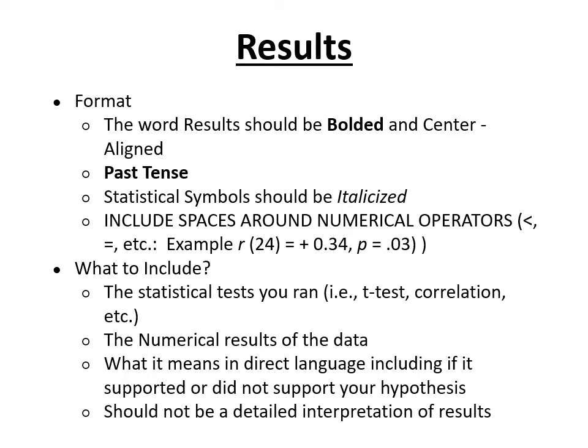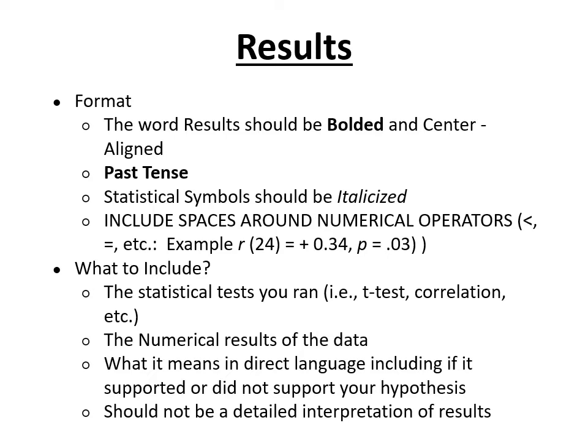What should you include in your results section? You should basically provide the statistical test that you ran. So what did you run? What kind of test did you conduct? You want to provide the numerical results of that test, the data, and we'll be talking about how to present that information in our lab as we talk about statistics. Once you've actually provided the test that you ran and the actual numerical results of that test, you now need to put it into direct language, including whether or not it supported your specific hypothesis. So what were you testing? How did you test it? What were the results? And did it support or not support your hypothesis in clear language?